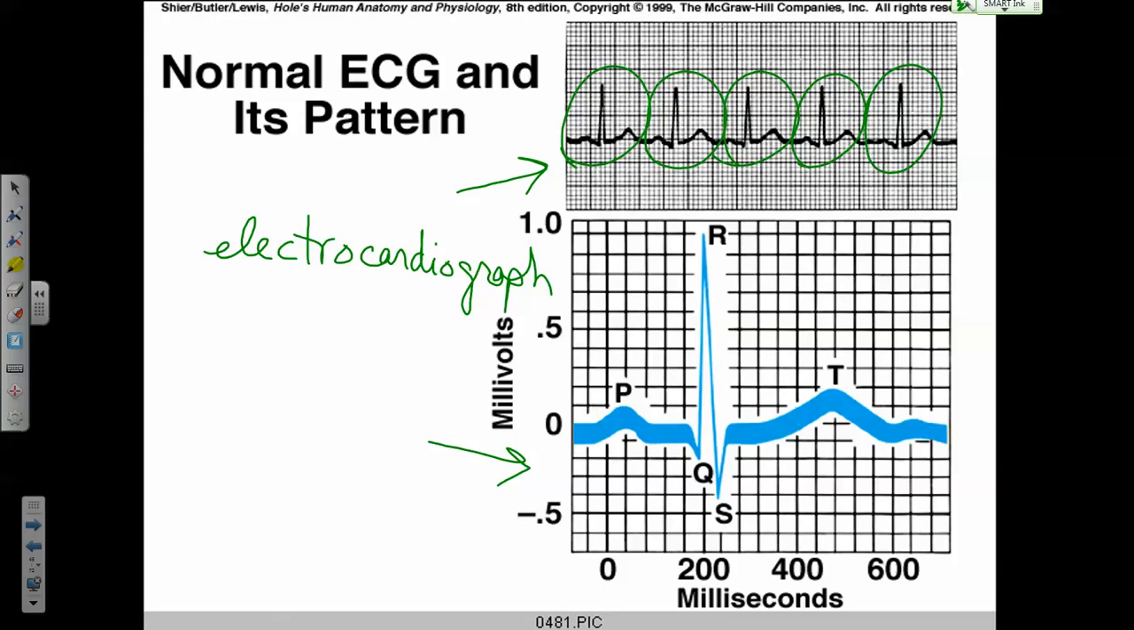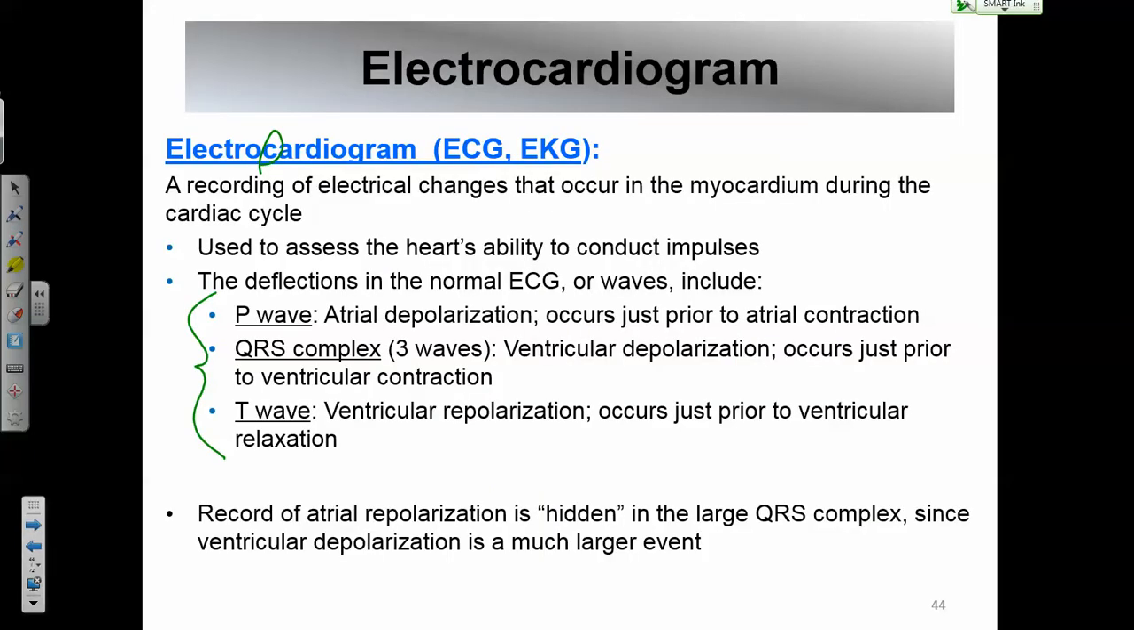Okay, so here you've got various waves. There's a P wave, here's a Q wave, there's an R wave, and an S wave, and then a T wave. Okay, and the Q and the R and the S we call all the same thing, a QRS complex. Okay, and so on the slide before this one, it tells you what they represent.